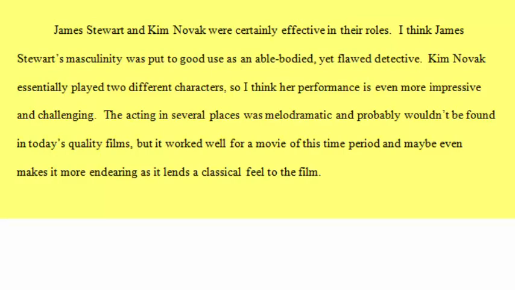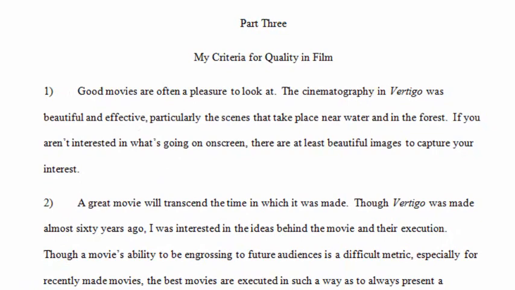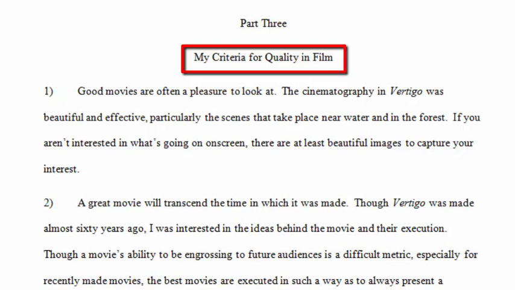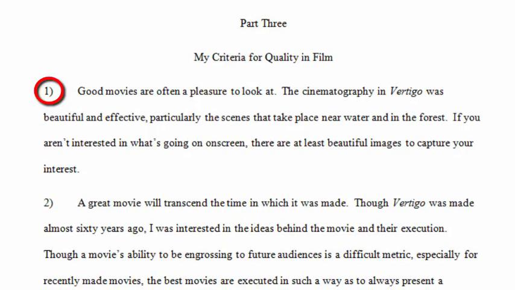Now comes part three, and as you remember from the directions, part three is to be a list, and that list is to have a name, and that name is My Criteria for Quality in Film. Number one, remember, these should be numbered. "Good movies are often a pleasure to look at." And now we give the justification for that statement. "The cinematography in Vertigo was beautiful and effective, particularly the scenes that take place near water and in the forest. If you aren't interested in what's going on screen, there are at least beautiful images to capture your interest."